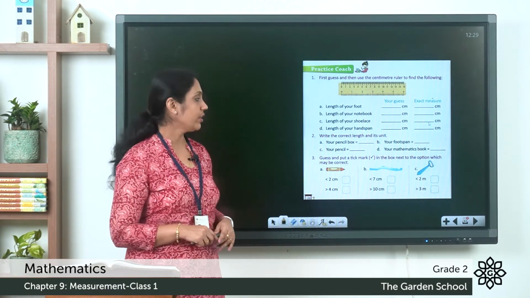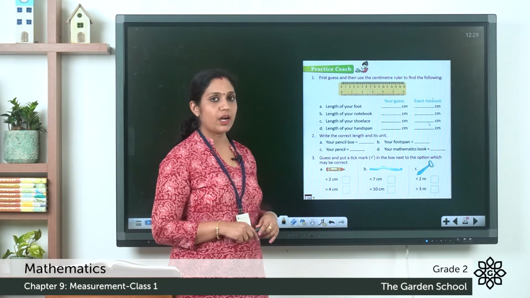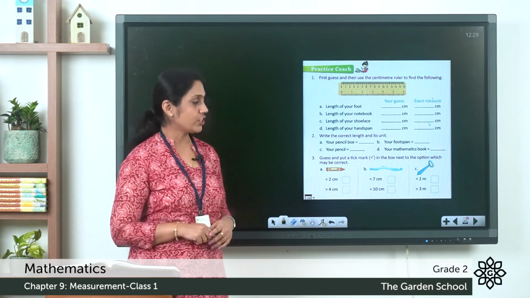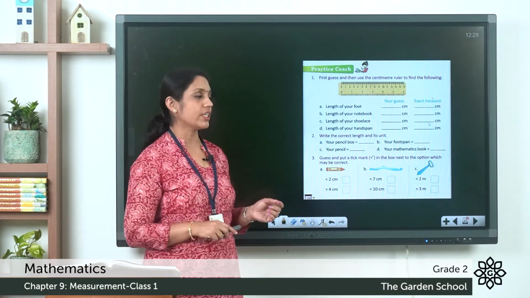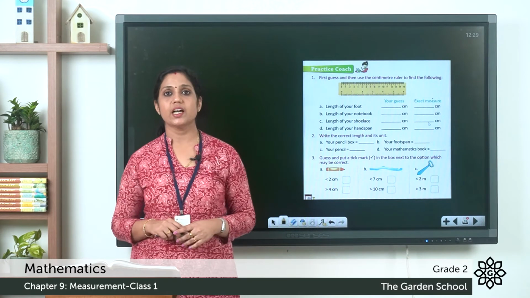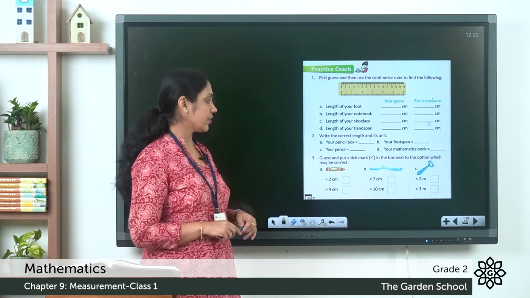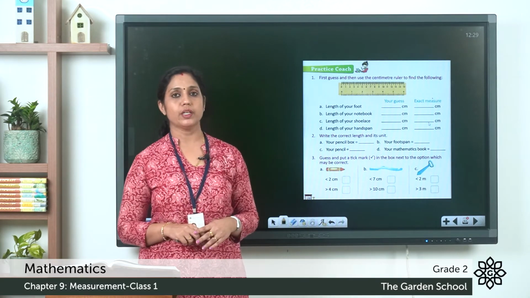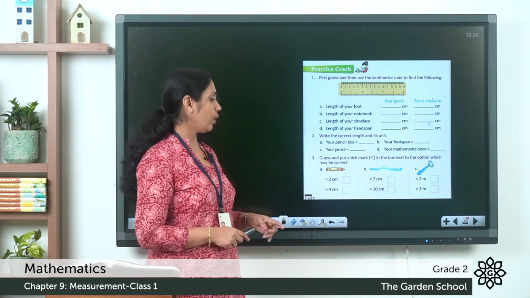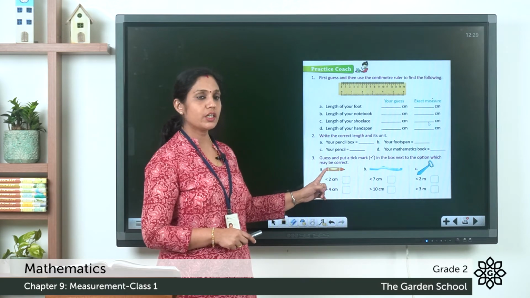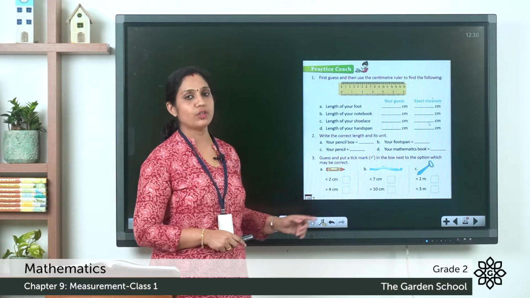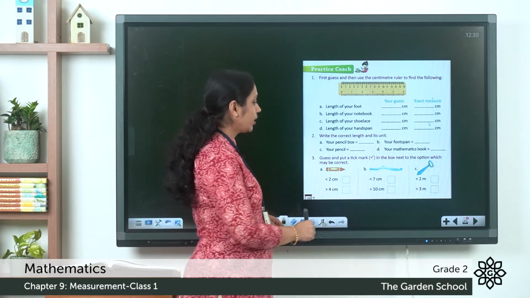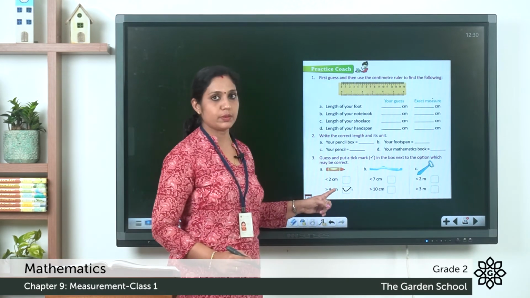Third question we have, guess and put a tick mark in the box next to the option which may be correct. So pictures are given, you have to guess and tick. In the first picture you can see a crayon and under that it's written less than 2 centimeters, greater than 4 centimeters. So we have to guess whether the crayon is less than 2 centimeters or greater than 4 centimeters. It will be greater than 4 centimeters, so you can tick near the 4 centimeters.